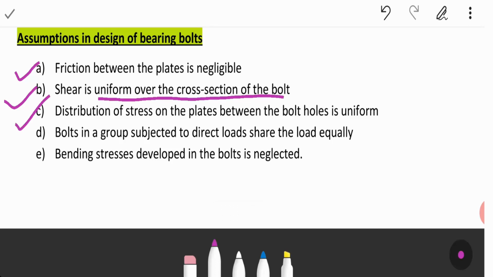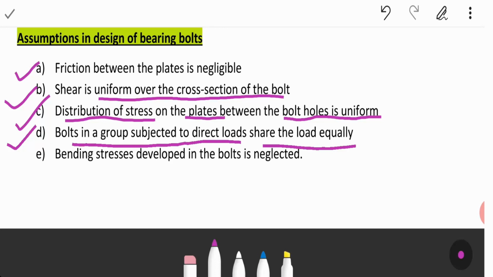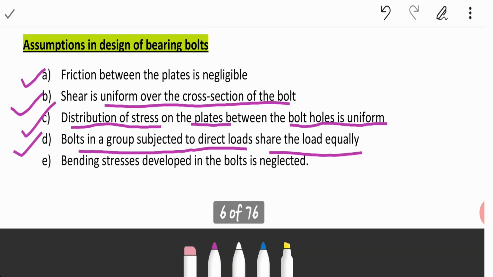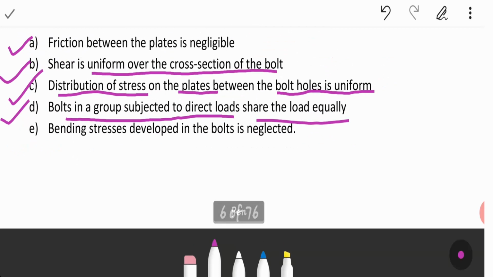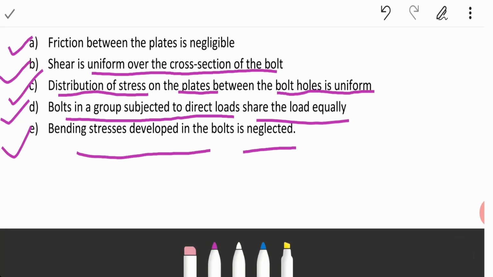And third, distribution of stress on the plate between bolt holes is uniform. Clear? Now fourth, bolts in a group subjected to direct loads share the load equally. Clear? Now fifth, bending stress developed in the bolts is neglected. Right?